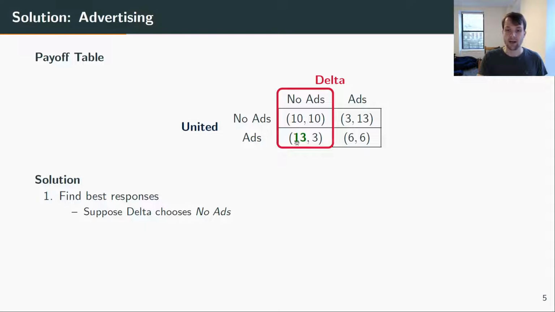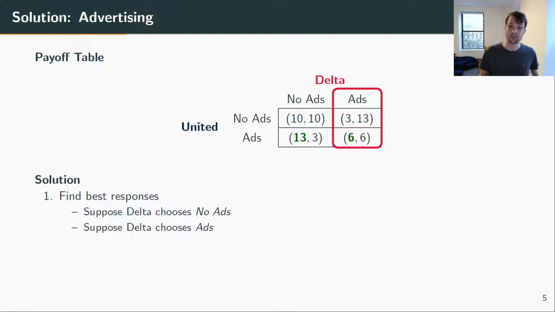I'm going to mark this by highlighting the 13 in bold green. Generally, if you have these tables, especially if they get bigger, it's really helpful to either circle the numbers or highlight them with a highlighter or underline them, whatever you fancy, but this is generally how people go about marking best responses. If Delta in turn decides to run an ad campaign, if United doesn't run an ad campaign, they get 3. If they do run an ad campaign, they get 6. Again, running an ad campaign is the best response.